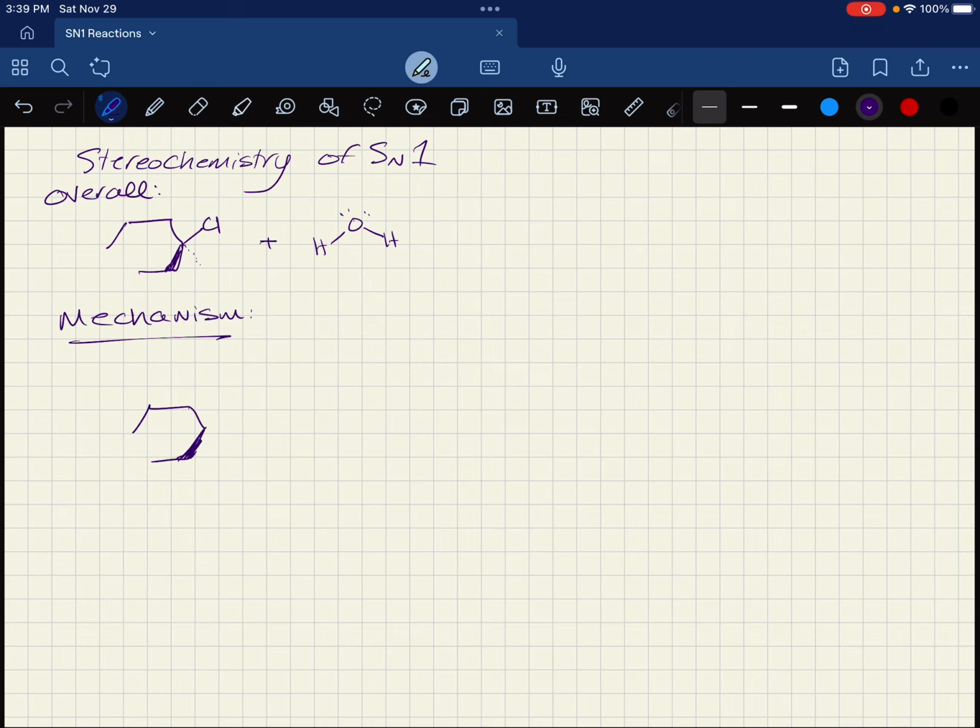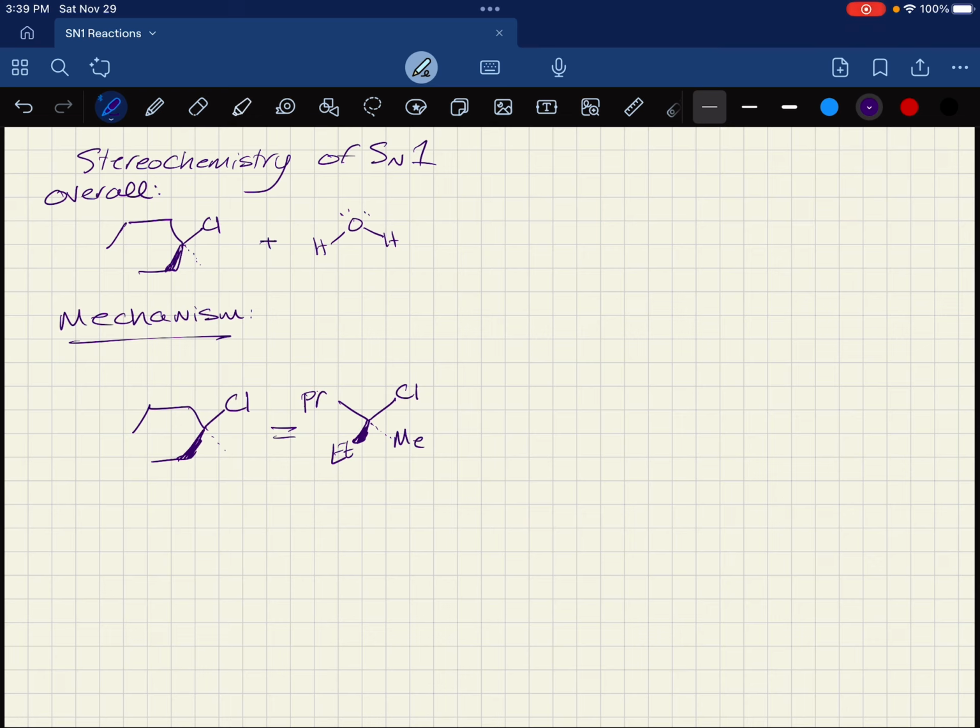One of the things we can do to make this a little bit easier is redraw this with abbreviations for the groups attached to this carbon. But notice that we were given a single stereoisomer, so we do not want to change from it. We can use PR for propyl, ET for ethyl, and ME for methyl.